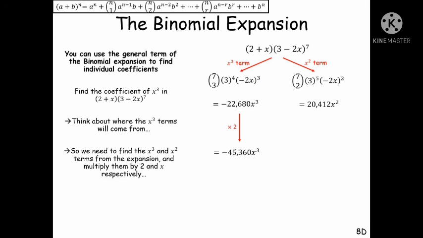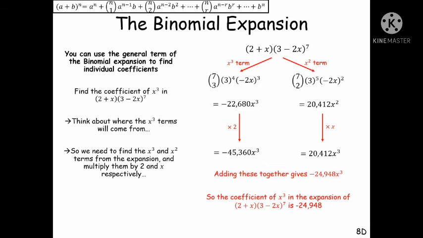So this one I have to multiply by 2, which gets me minus 45,360. And the other one needs to multiply by x, so the power will just increase by 1. So I get 20,412x cubed. And I have to add them together, and they give you minus 24,948x cubed. And that is your final solution. So the coefficient of x cubed in the expansion of (2 plus x) times (3 minus 2x) to the power of 7 is minus 24,948. So a nice concluding statement to conclude all your working out. Okay?